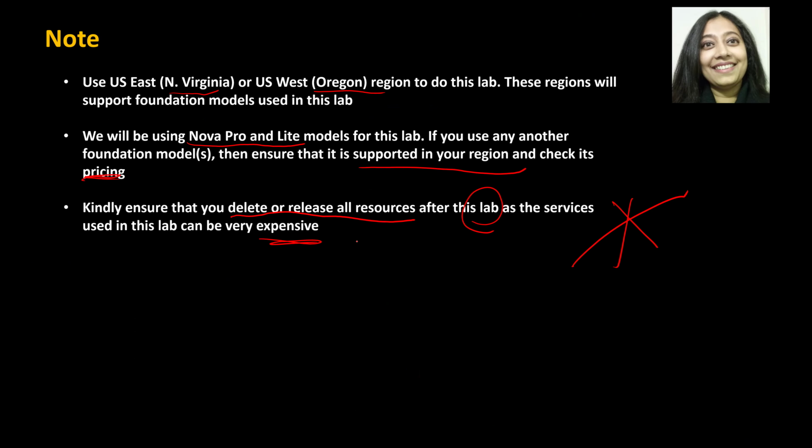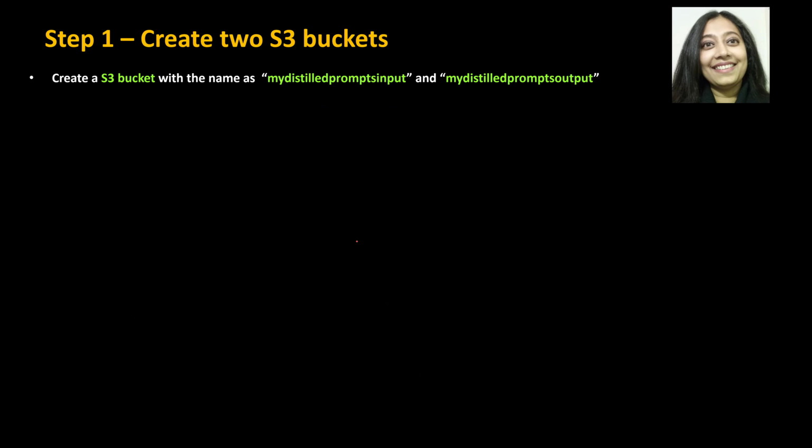So let's get started. The first thing that we are going to do is create two S3 buckets. These are the names that I'm going to use. You can give any name that you like. So let me go to the console. This is the console right here. This is S3.